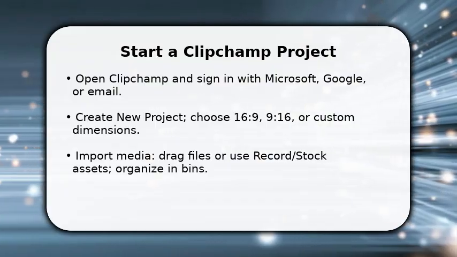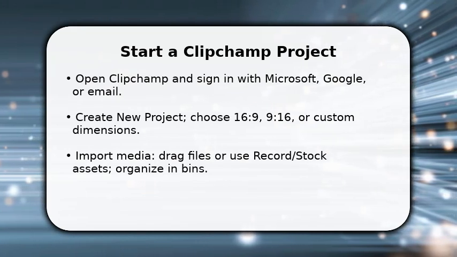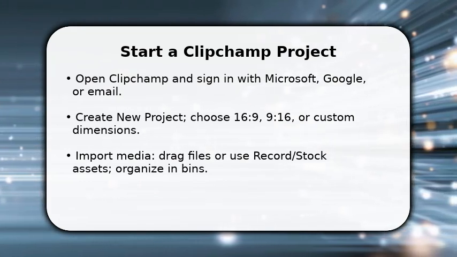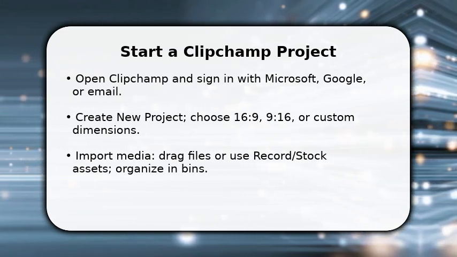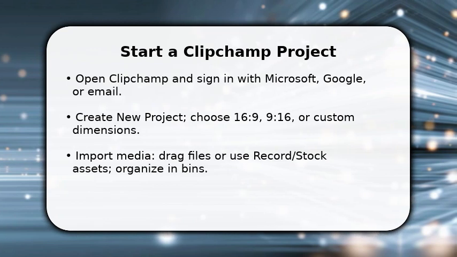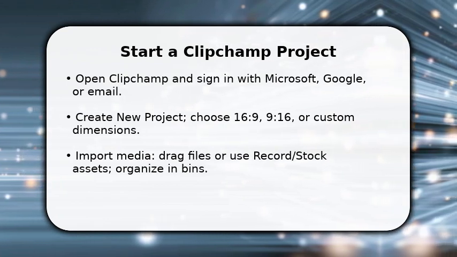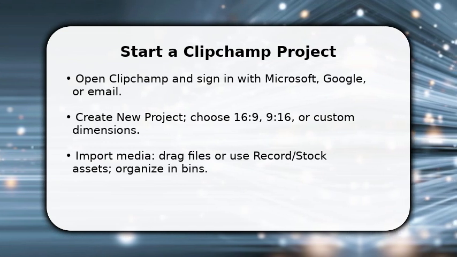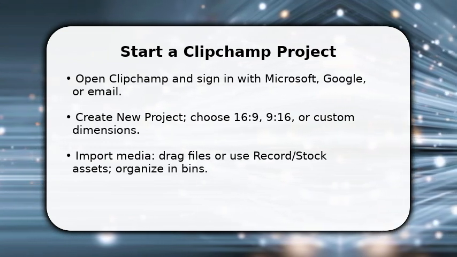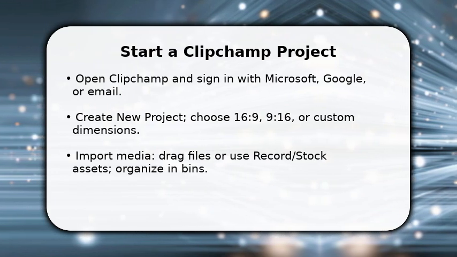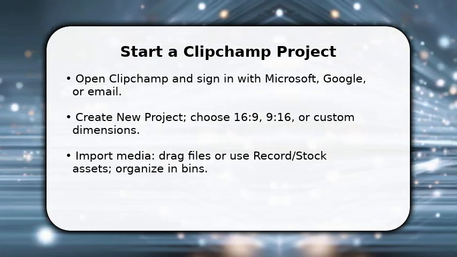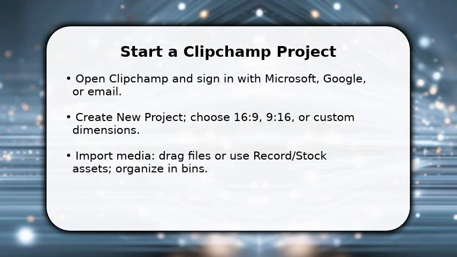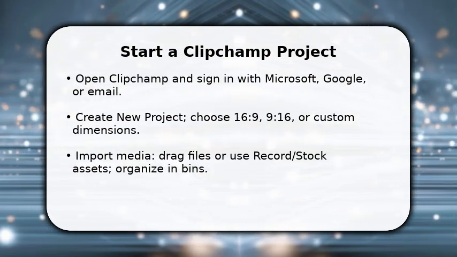You begin by launching ClipChamp and signing in because projects save to your account. Once signed in, click Create New Project and pick the aspect ratio, 16:9 for landscape or 9:16 for vertical social clips. Then import your footage. Drag files into the media bin or record directly. Use stock clips if needed. Organize into folders so you can find clips quickly. This saves time later when you build the timeline and start assembling scenes.